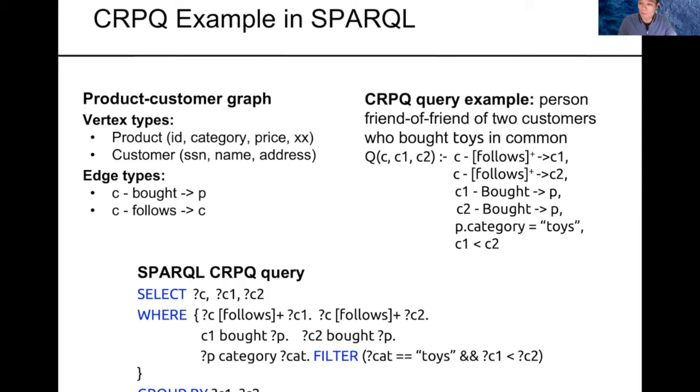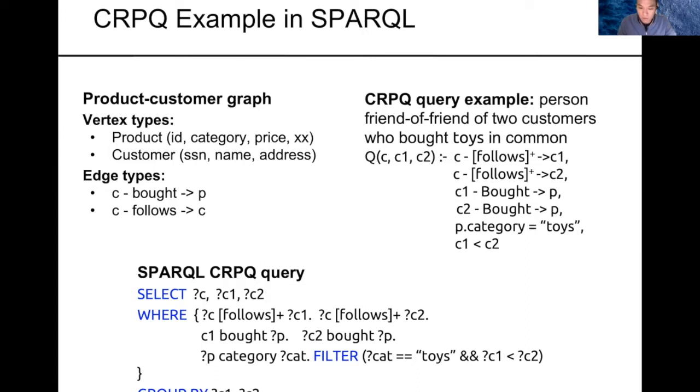Express this conjunctive regular path query with the SPARQL syntax. It could be like this. At first we select the three customers, C, C1, and C2, where in the where conditions there are also two regular path queries. The first is C follows at least one time customer C1, and C follows also at least one time C2.